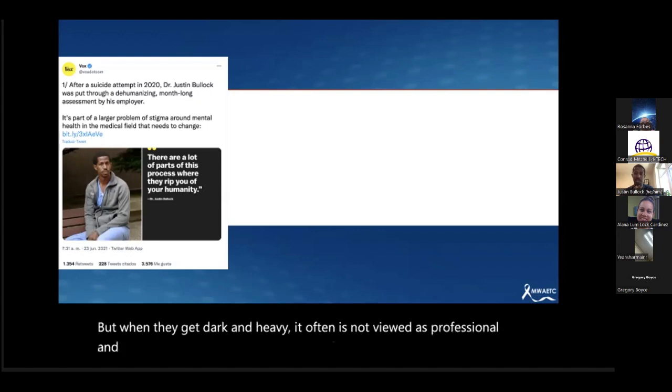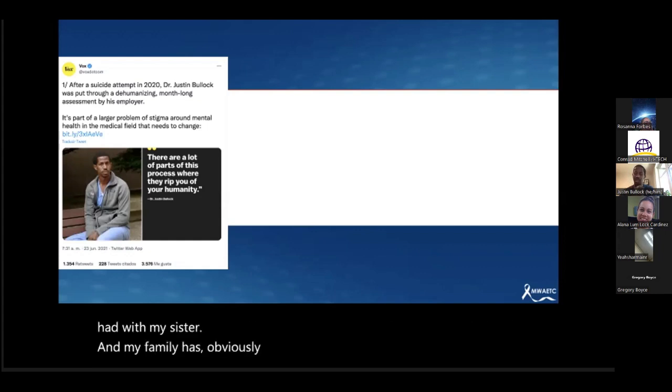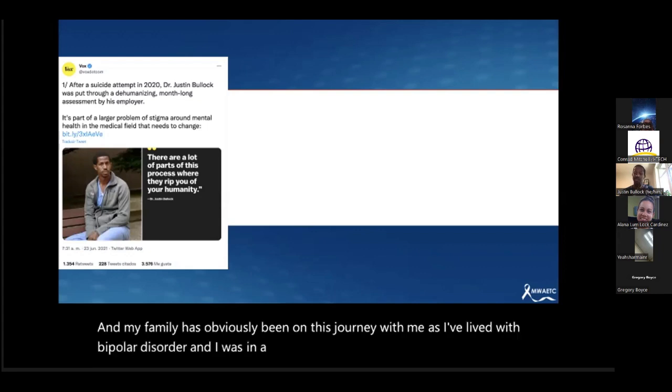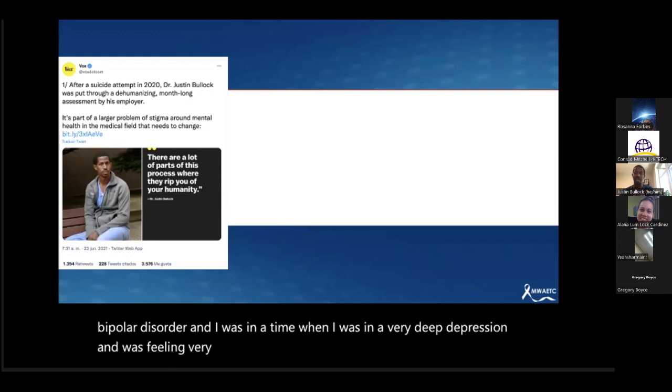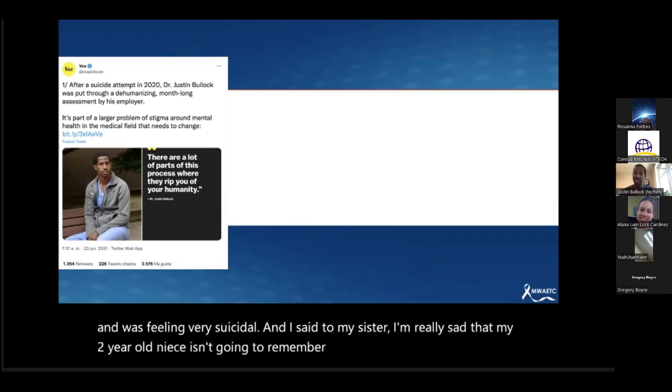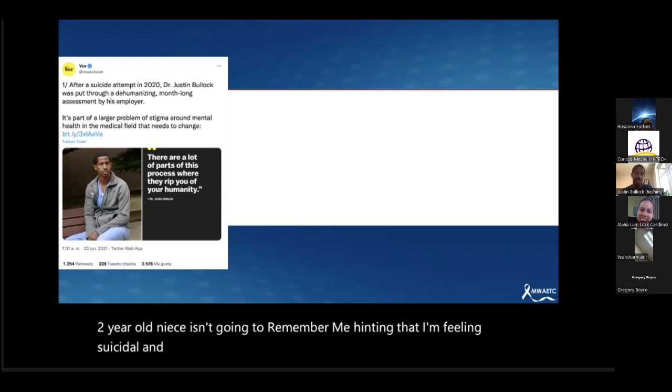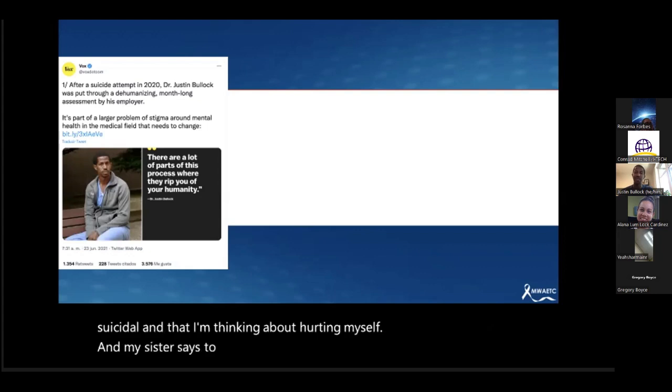And so in one of these pieces I was sharing a moment that I had with my sister. My family has obviously been on this journey with me as I've lived with bipolar disorder. I was in a time where I was in a very deep depression and was feeling very suicidal. And I said to my sister, I'm really sad that my 2-year-old niece isn't going to remember me, hinting that I'm feeling suicidal and that I'm thinking about hurting myself. And my sister says to me, do you think that I would ever let her forget you?